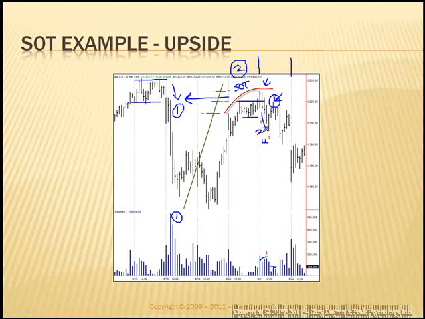On a reaction, we see an increase in volume. We also see the wave structure lengthen to the downside. Let me put that in for you so you see it. I'll do it in red. Here we have a down wave. Here we have a down wave.